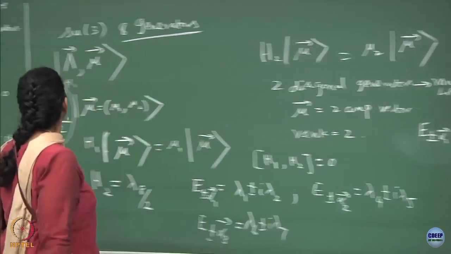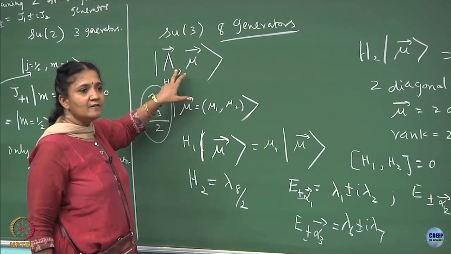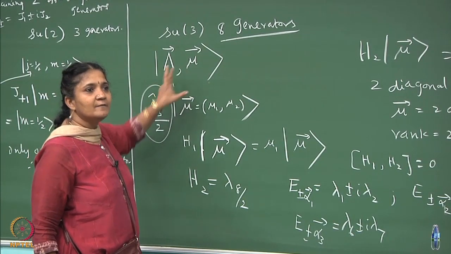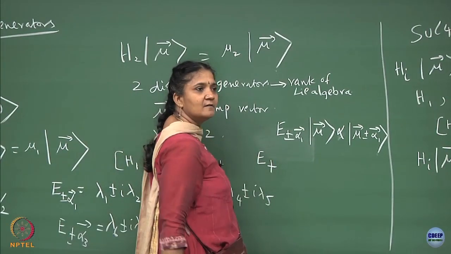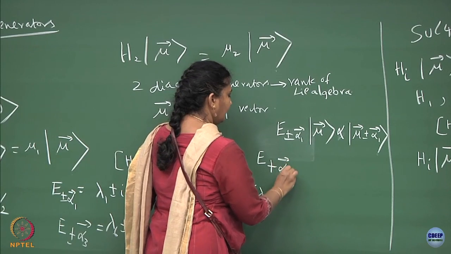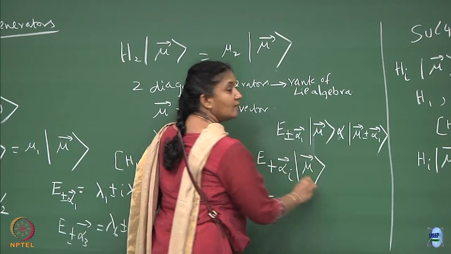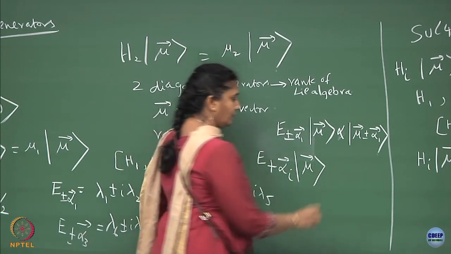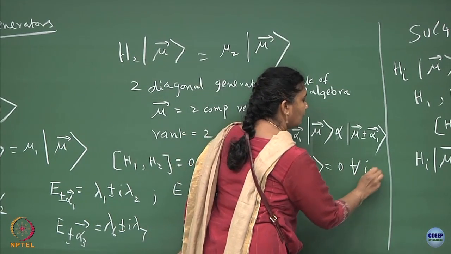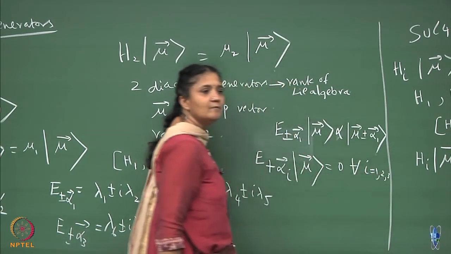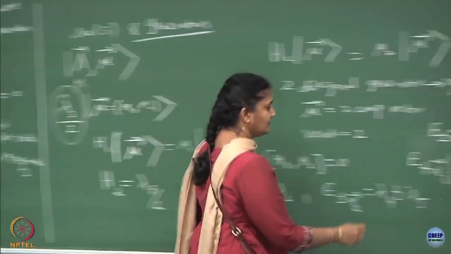Now tell me what will be the analog of J, which I call lambda here. What is the requirement? E plus alpha i on mu vector, if it is 0 for all i equal to 1, 2 and 3. So, let me call that with a subscript H.